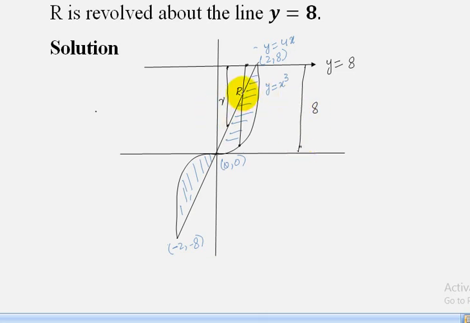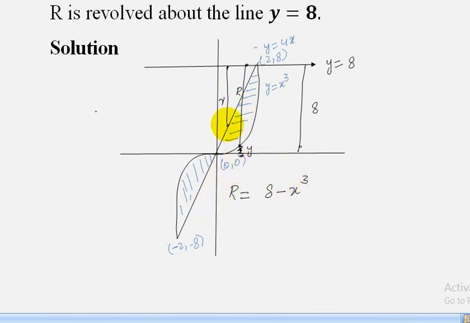Now capital R is the difference of this whole length minus this distance, and this distance is basically value of y at that point of the curve. So capital R is equal to 8 minus value of y, which is x cube.